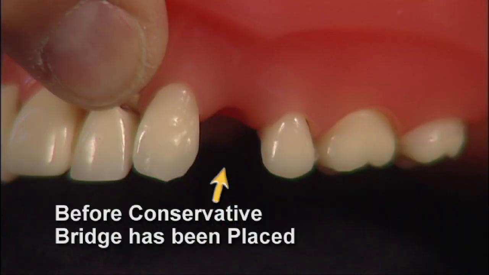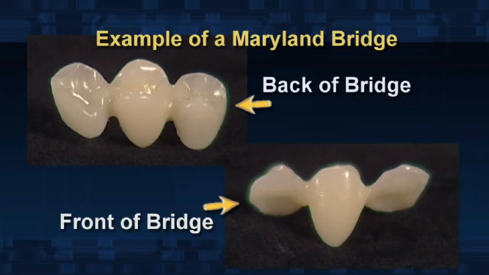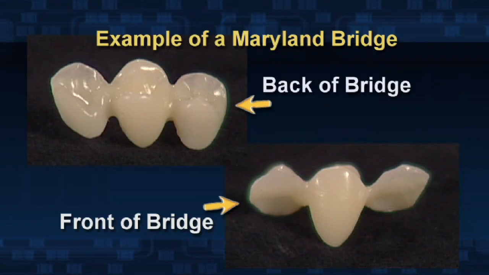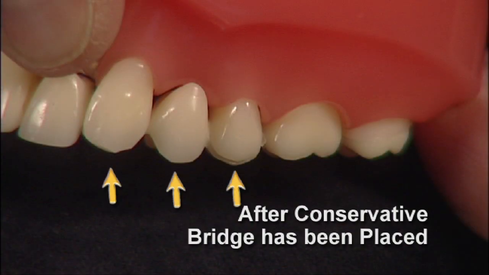Occasionally, there is a desire or a need to place a bridge that does not require significant preparing of the teeth next to the missing tooth. Such bridges are called various names, including Maryland bridges or resin-bonded bridges. These bridges may be made of ceramic, resin, or porcelain fused to metal. Only a few situations will allow their placement. Ask your dentist if this type of bridge would serve you.